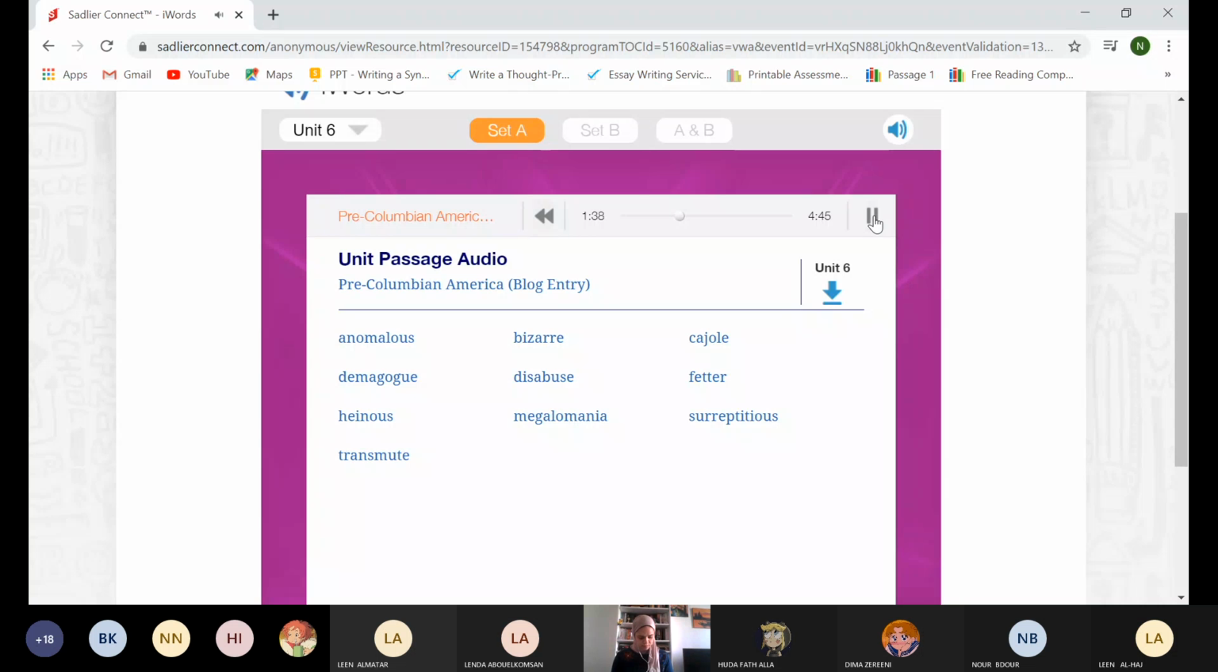Either cajoling them with trinkets. Cajoling them with trinkets. It's a bad word. Let's first know what trinkets is. Trinkets is like a ring, an earring, accessories, golden or silver. So either cajoling them with trinkets.